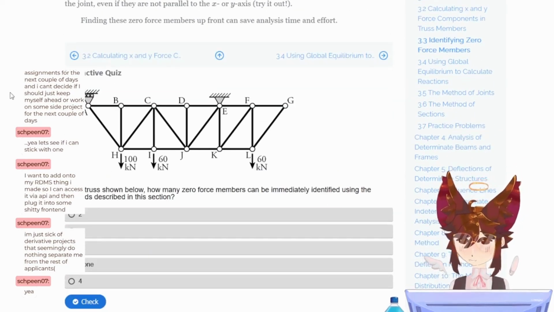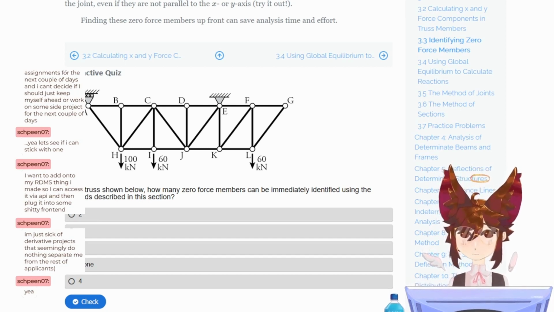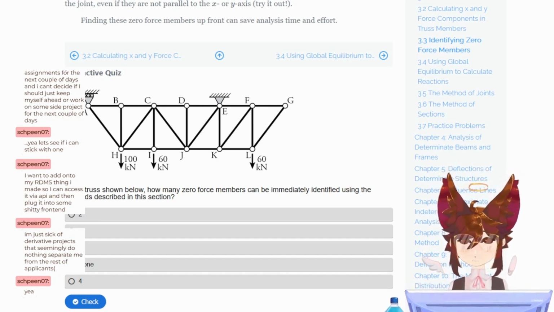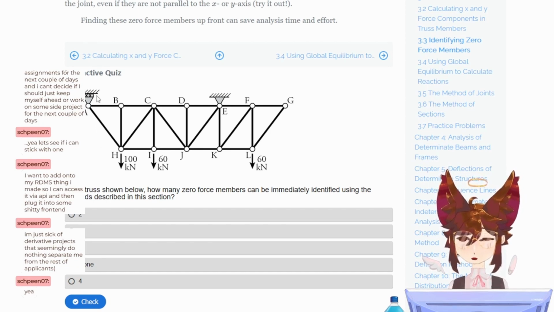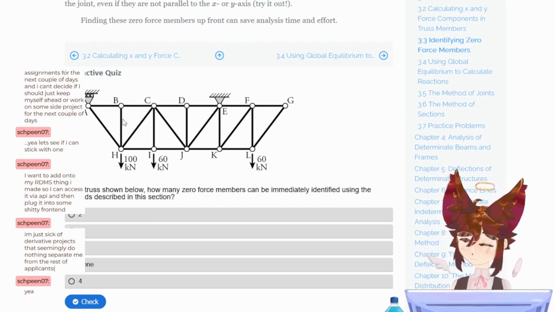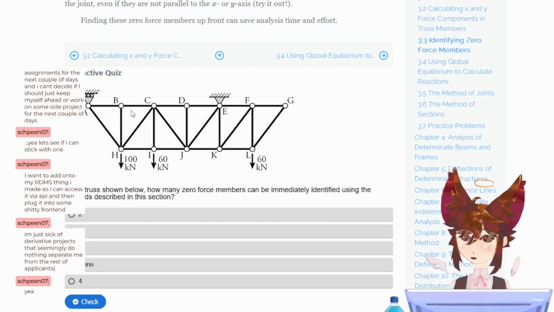Interactive quiz. Okay, if it's a two-member joint, both members are zero force. If it's a three-member joint and two of them are parallel, then the third one is zero force. So this one's zero force. This is a three-member one, so this one is zero force. Okay, so we've got 1, 2, 3, 4.